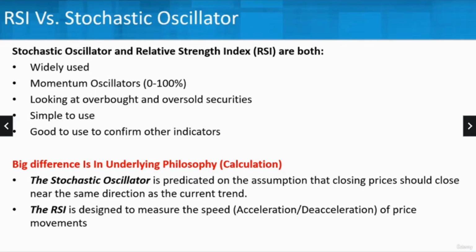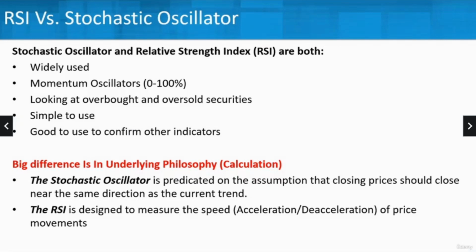So if you're using something else as your primary indicator, a candlestick pattern, a chart pattern, maybe a moving average, whatever it might be, these oscillators, the stochastic oscillator and relative strength index, are good to use to confirm what you're seeing.